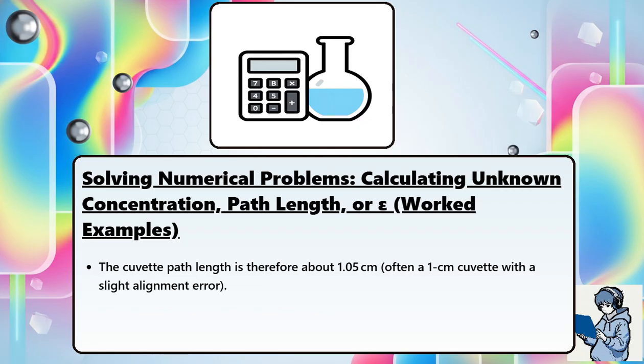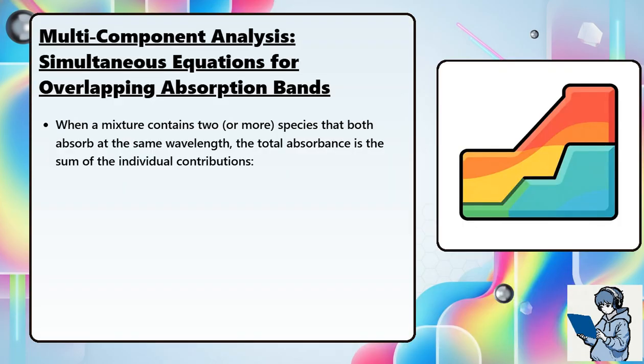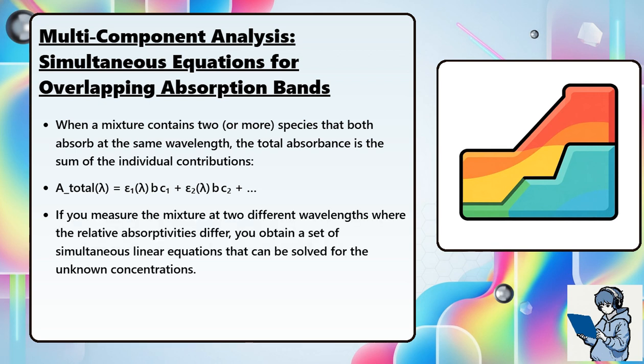The cuvette path length is therefore about 1.05 centimeters, often a 1 centimeter cuvette with a slight alignment error. When a mixture contains 2 or more species that both absorb at the same wavelength, the total absorbance is the sum of the individual contributions. A total at lambda equals epsilon 1 lambda times b times c1 plus epsilon 2 lambda times b times c2 plus and so on. If you measure the mixture at 2 different wavelengths where the relative absorptivities differ, you obtain a set of simultaneous linear equations that can be solved for the unknown concentrations.